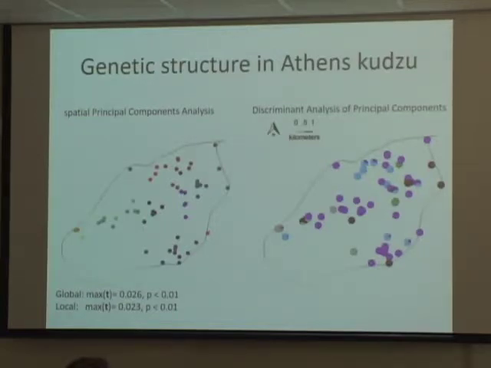On the other hand, spatial principal component analysis, here I'm plotting the first 3 principal components on the RGB color scale. So more similar colors means the samples are more similar genetically, and more different colors means the samples are more different genetically. And here I absolutely am finding spatial genetic structure. All the green guys are right here, and all the purple guys are right here.